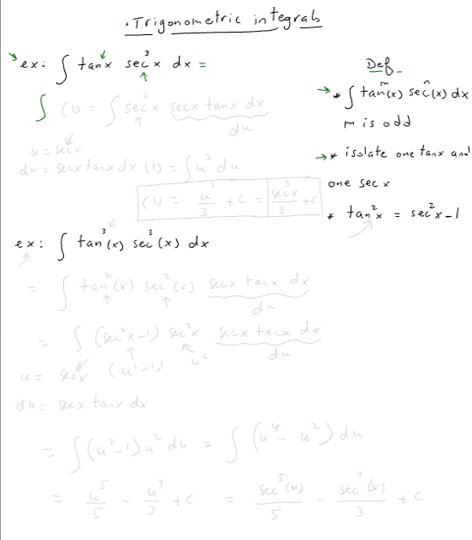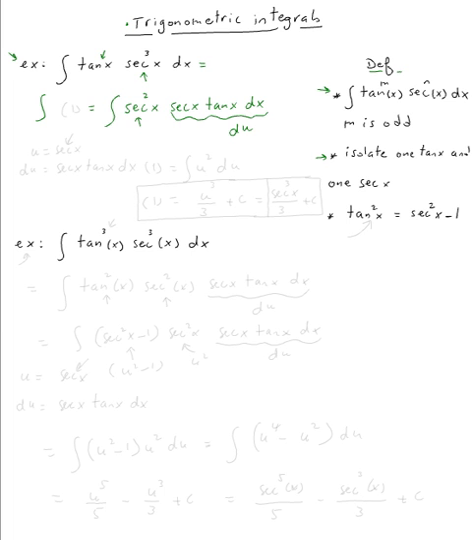So let me isolate one secant from here. So this is the same thing as secant squared of x times secant of x, right? Well, isolate one tangent, so I'm going to rewrite the integral here. Why? Because we want to use the secant tangent as a du. So this is our goal.